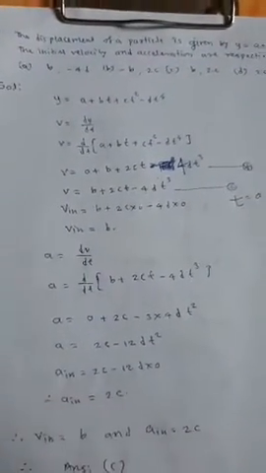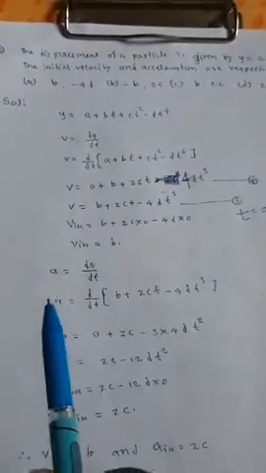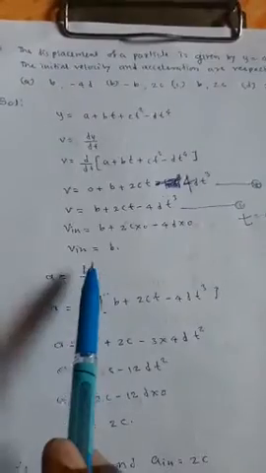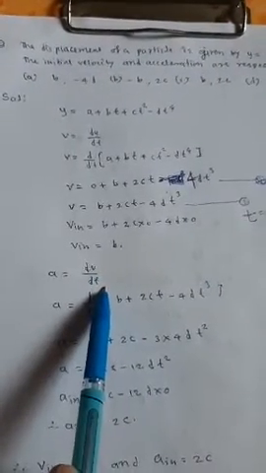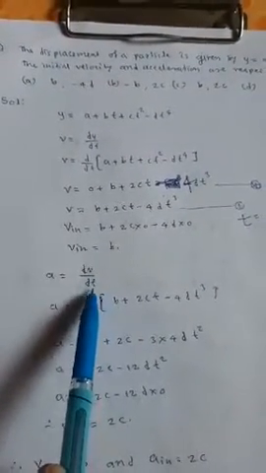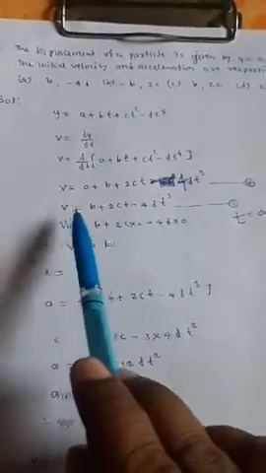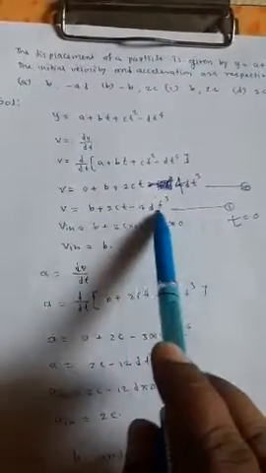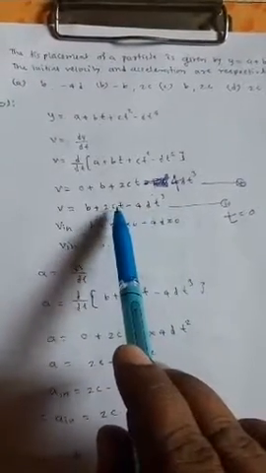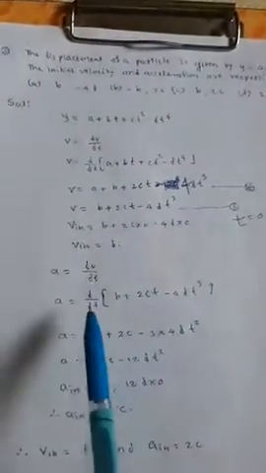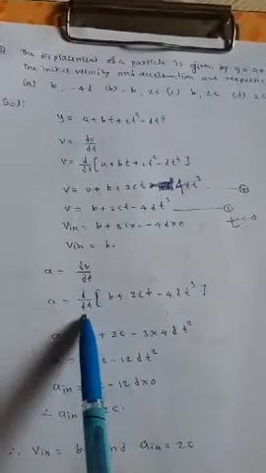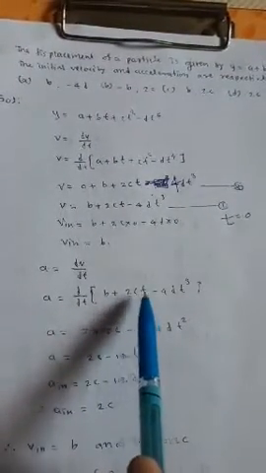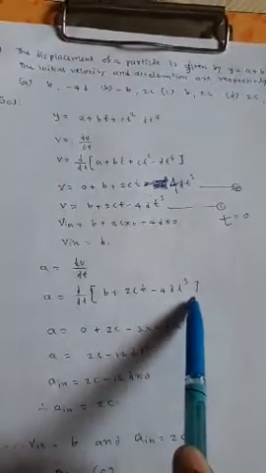Now, we have to determine the acceleration. What is the acceleration? Acceleration is the rate of change of velocity with respect to time. And here, what is the equation of velocity? v is equal to b plus 2ct minus 4dt cube. This is the expression for velocity in this case. Therefore, a is equal to d by dt of b plus 2ct minus 4dt cube.